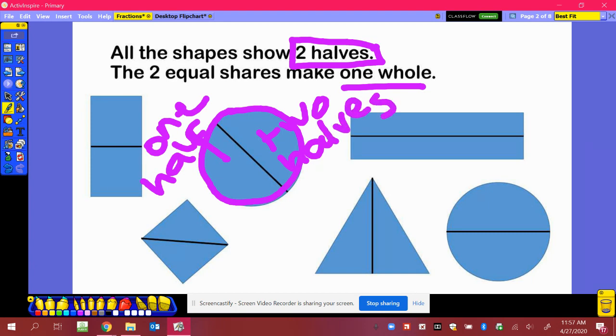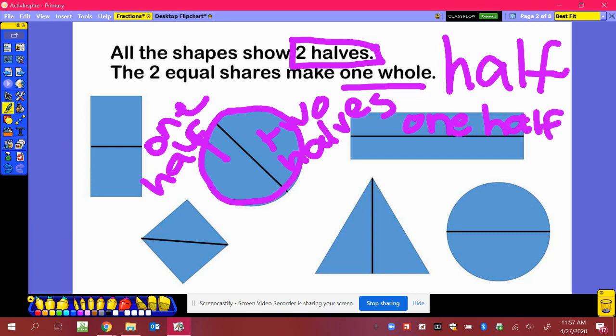And halves is one of those tricky words. When it's 1 half, the word half looks like this, H-A-L-F. And then when you're talking about 2 pieces, you don't say 2 half, you say 2 halves. And then the F changes to a V-E-S. So you have 1 half, and I have 1 half. But together we have 2 halves. So 1 half, 2 halves.